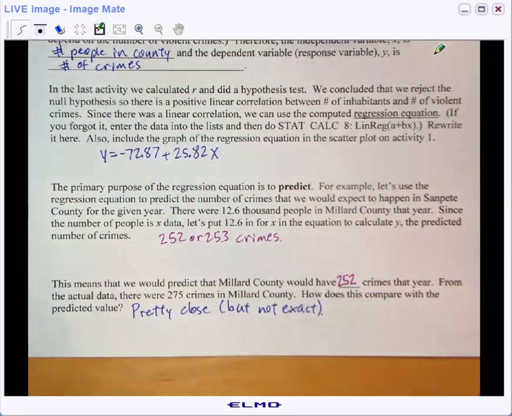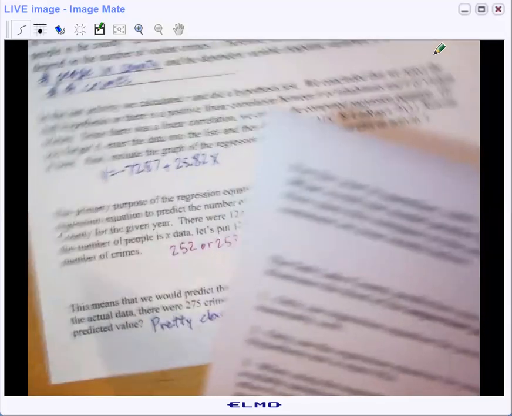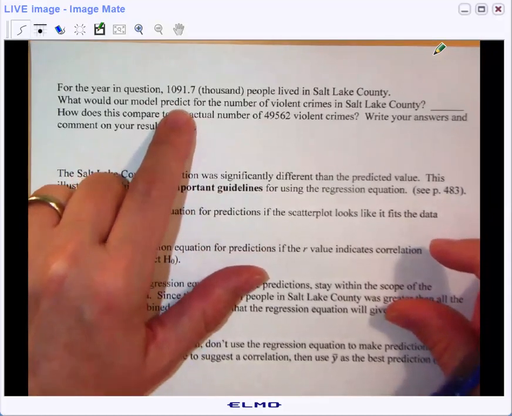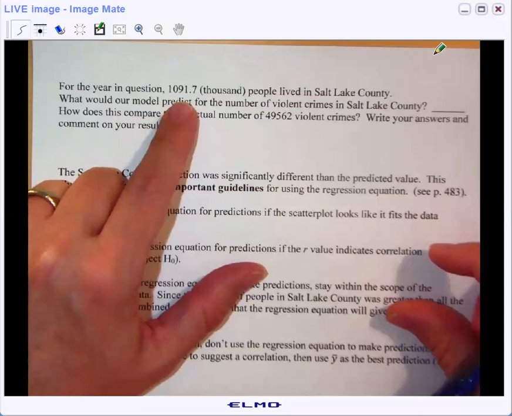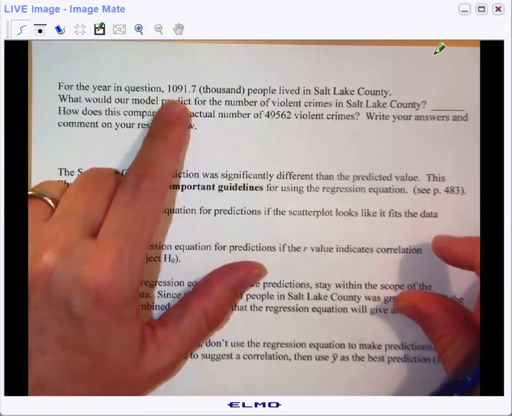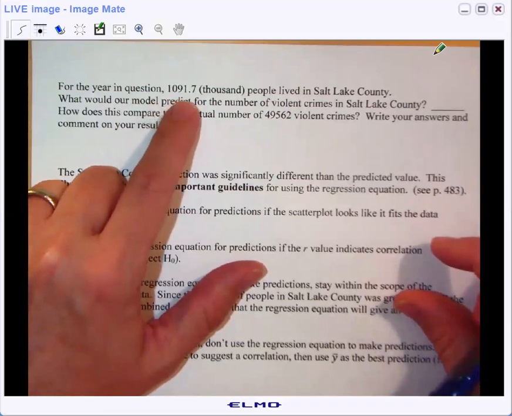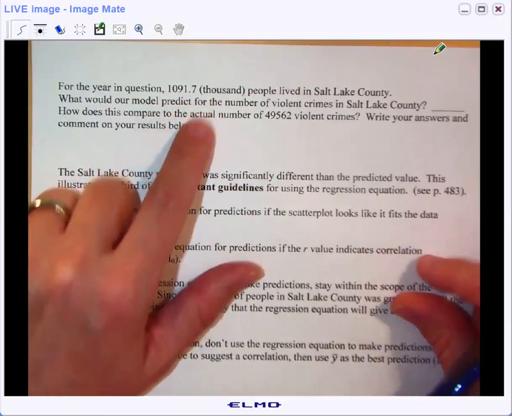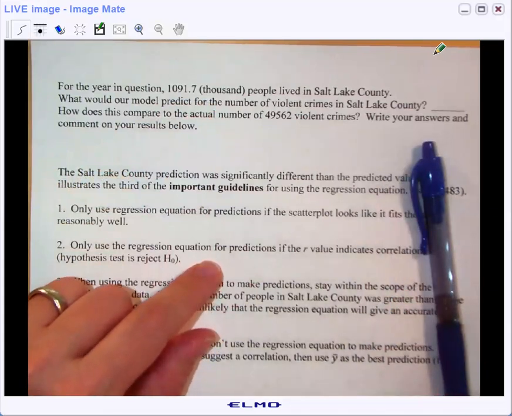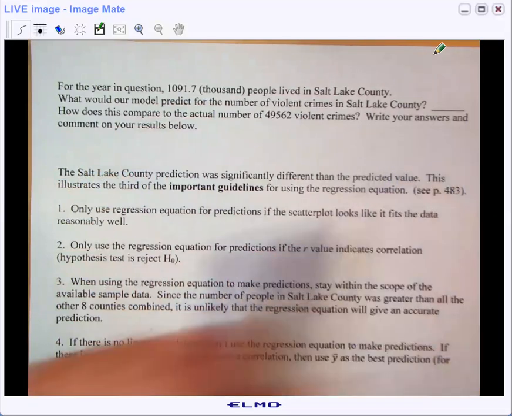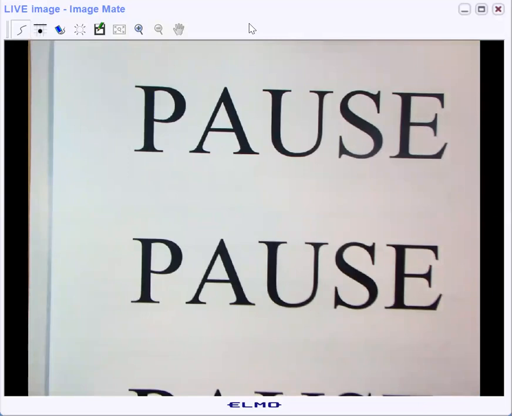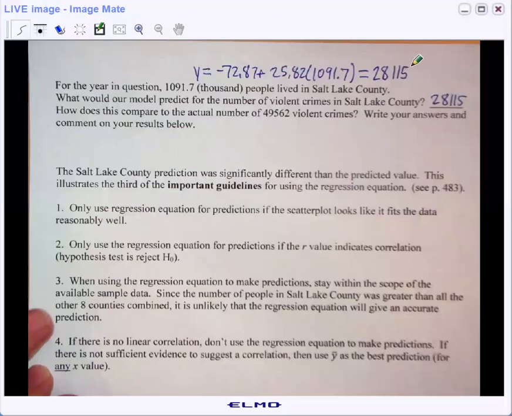Let's pick another county in Utah. How about Salt Lake County, which has over 1 million people? So if we remember our units, we're measuring X in thousands of people. So there were 1,091.7 thousand people in Salt Lake County. How many would our model predict for the number of crimes in Salt Lake County that year? I'm going to pause and let you figure that one out, and we'll come back together here in a second. Okay, we're back.